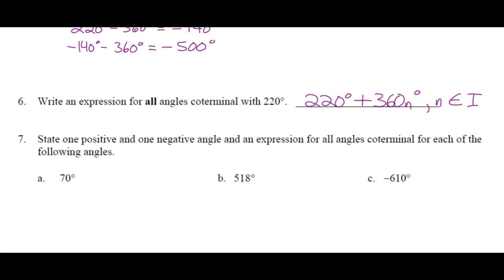n could be negative 1: 220 minus 360. n could be negative 2. That would give us the negative 500, right? If we did 220 plus 360 times negative 2, we get negative 500. So these are all of the coterminal angles. So that's how you write it. Get used to that kind of notation. You're going to see it a bunch. So it's just the angle plus, okay? We just use plus because n can be positive or negative, so we don't need to say plus or minus. We just say plus some integer multiple of 360.